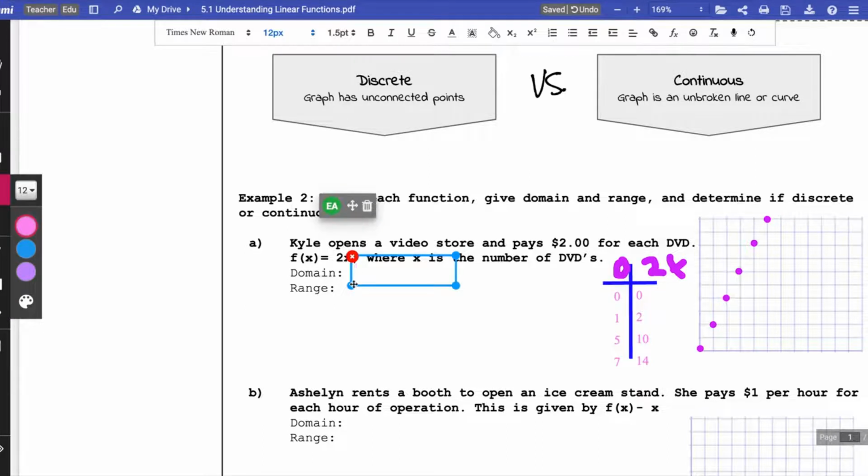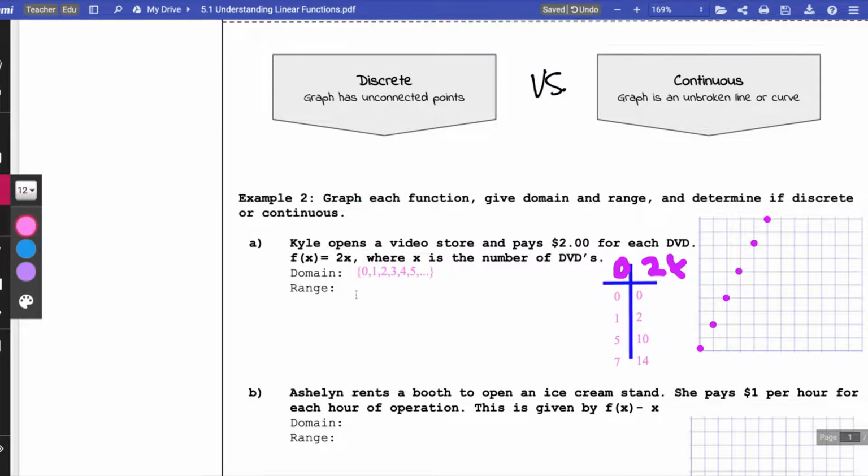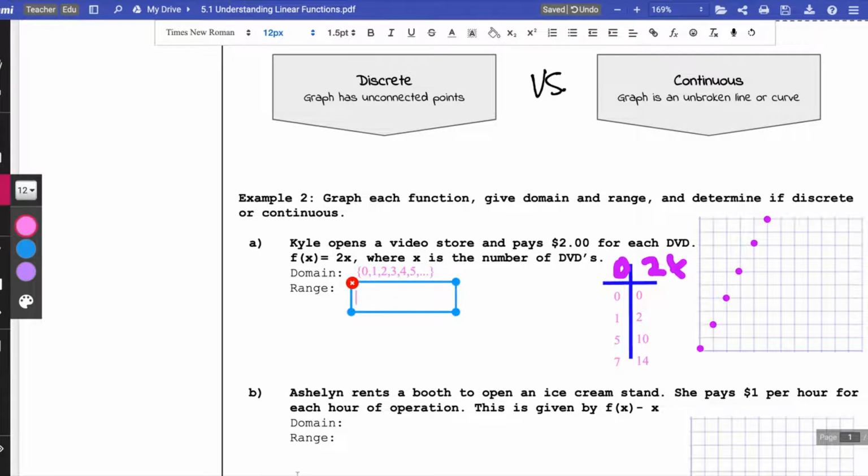So the domain of this function is going to be 0, 1, 2, 3, 4, 5, and then it just continues, right? Because he could buy 1,000,000 DVDs. And if he buys 1,000,000 DVDs, then what's the range? Well, the range is the y value, so 0. And then it's counting by 2. So 2, 4, 6, 8, 10. And then again, you can buy an infinite amount of DVDs.